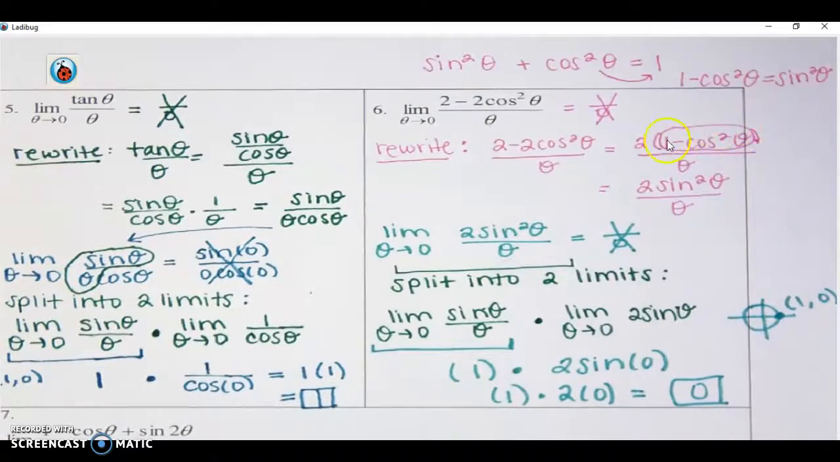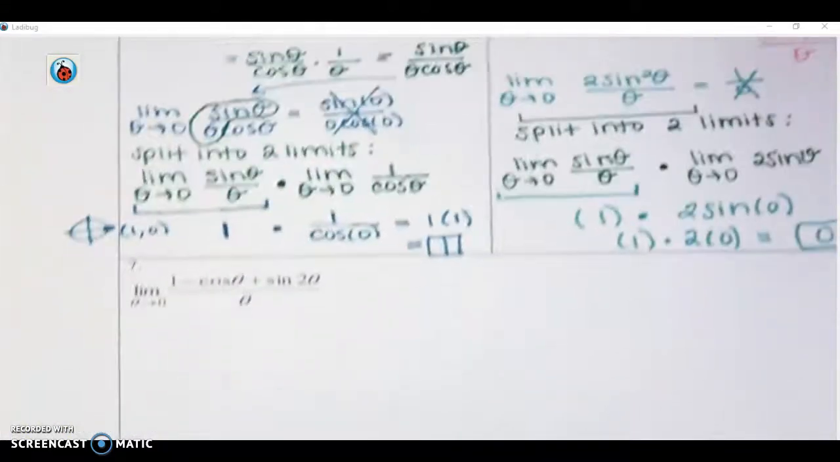Okay, so for 5 and for 6, we tried to do direct substitution. It didn't work, so we rewrote it some way. Here we had to use the Pythagorean identity. Tried to do direct substitution again, but that theta was still in the denominator, so it didn't work. So if we split this into 2 limits, making one of them be sine theta over theta, that gets rid of that theta in the denominator, and we know this is equal to 1, and then this other part we can do direct substitution on.